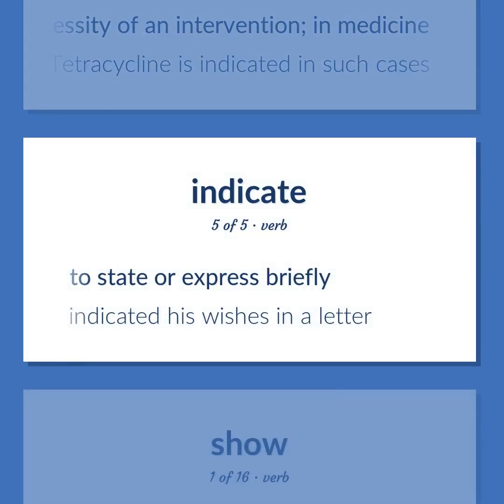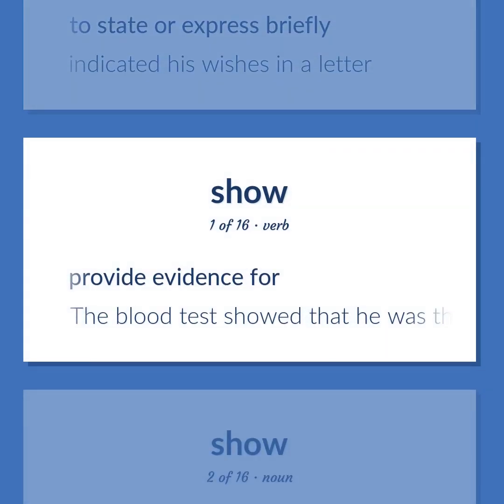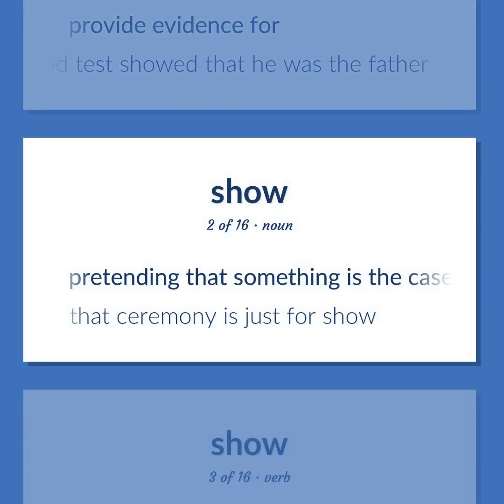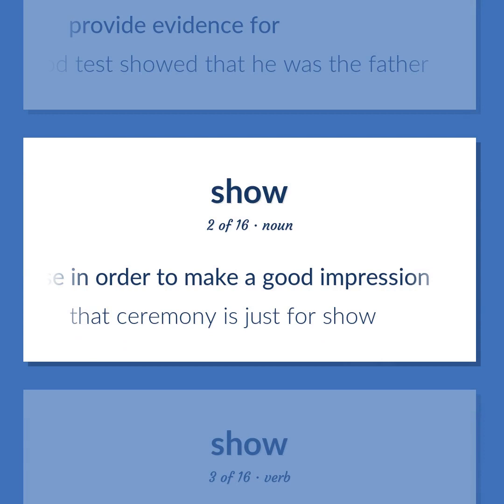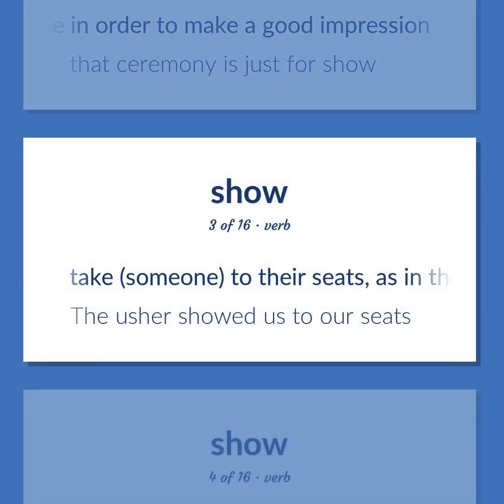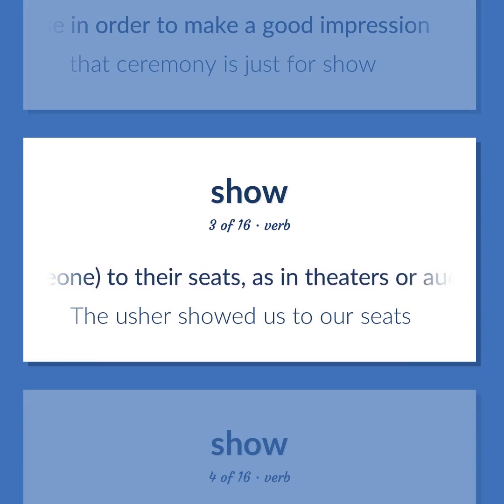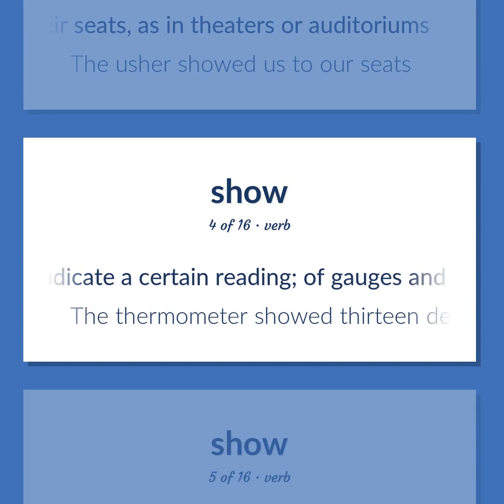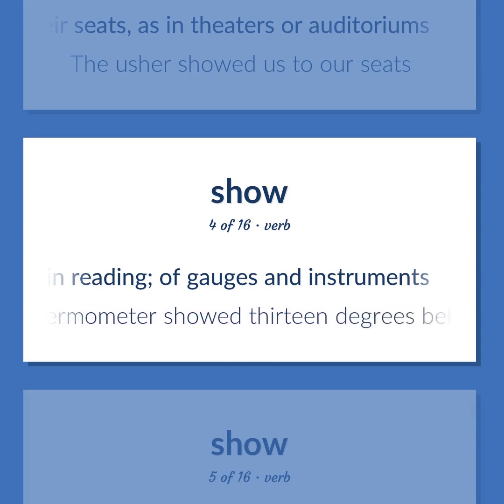To state or express briefly. Indicated his wishes in a letter. Provide evidence for. The blood test showed that he was the father. Pretending that something is the case in order to make a good impression. That ceremony is just for show. Take someone to their seats, as in theaters or auditoriums. The usher showed us to our seats. Indicate a certain reading of gauges and instruments. The thermometer showed 13 degrees below zero.